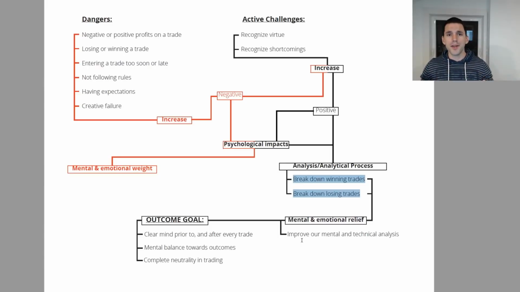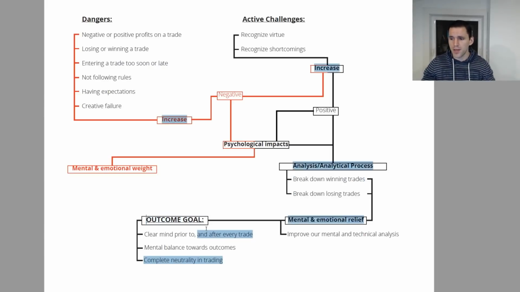Now you can clear your mind, you can clear your spirit, and you can be healthy with your trading, because in the end, it's all about healthy trading, right? You use the mental and emotional relief when you break down the winning and losing trades. You take away the answer, and that empties the pot of water. That clears the emotional state, so that you can then be a good trader again. You can be a mentally positive and mentally clear trader. And the outcome goal, right? The outcome goal is to have a clear mind prior to and after every trade.